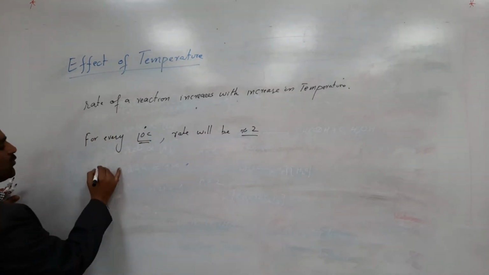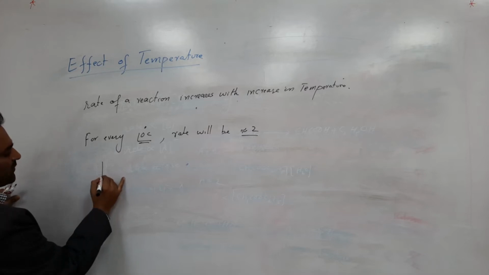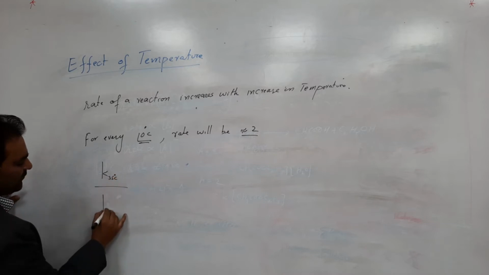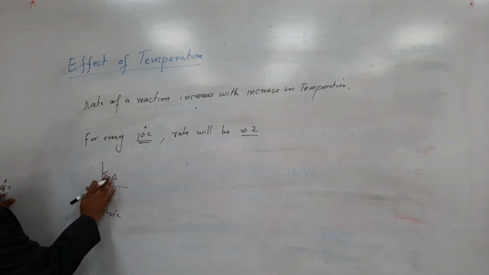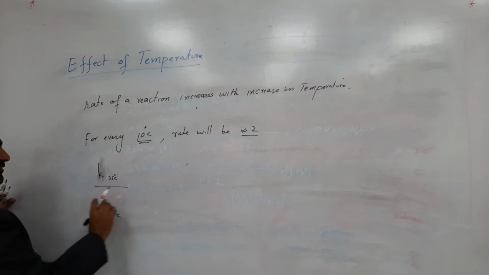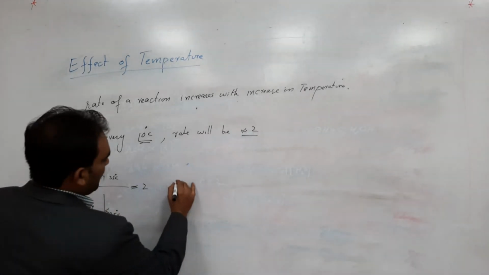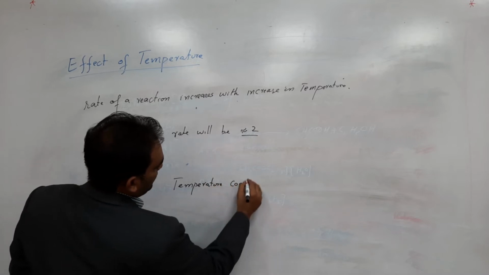Mean, if you have two different rates at two different temperatures with the increment of 10 degrees, suppose this is your rate at 35 degrees centigrade and this is your rate at 25 degrees centigrade, meaning you have determined the rate of reaction or rate constant at two different temperatures with the difference of 10 degrees, then the ratio will be approximately 2. So this is called temperature coefficient.